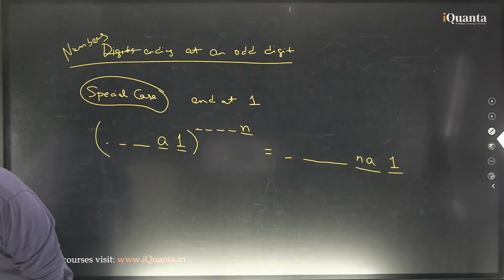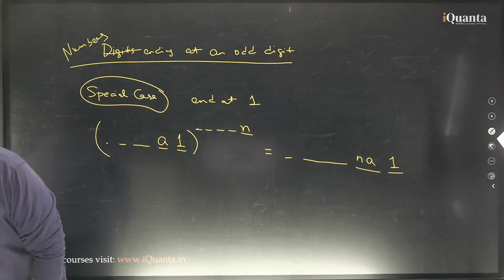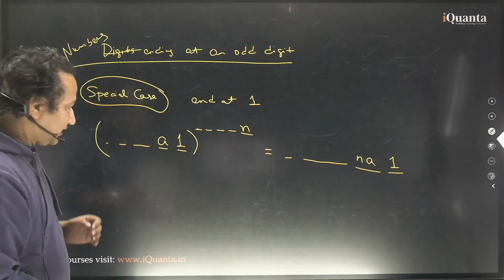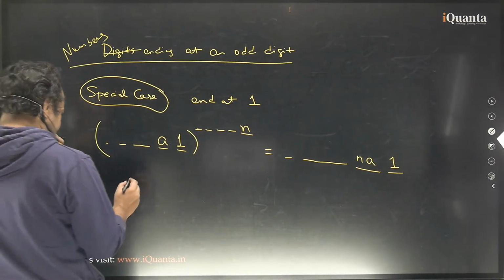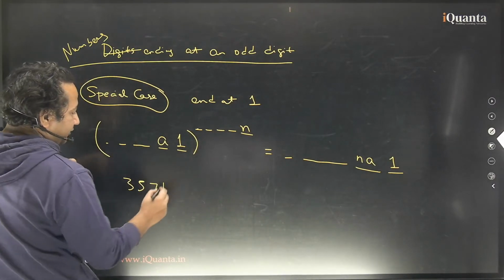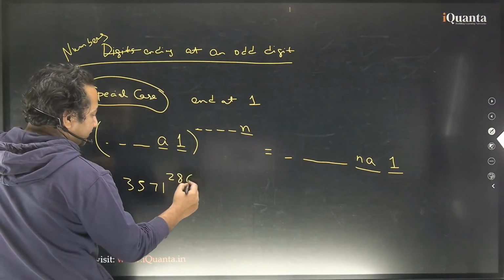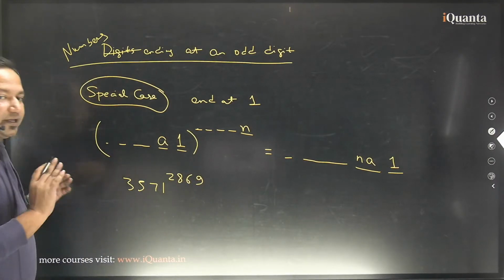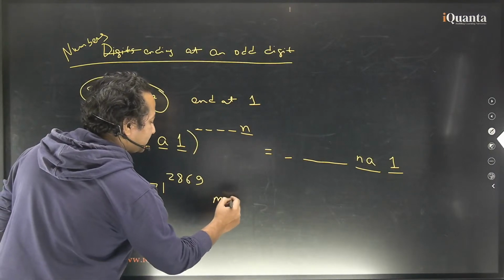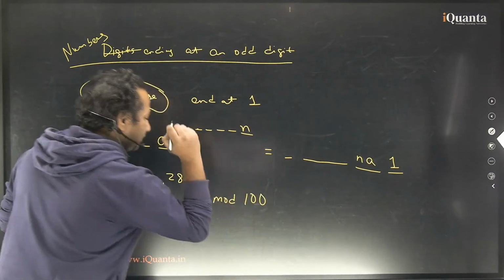People on YouTube, people on Facebook, keep on commenting, and in case you understand, just put a yes over there. So I'll just take an example: 3571 raised to power 2869. 3571 raised to power 2869 mod 100. This is what we have to calculate.